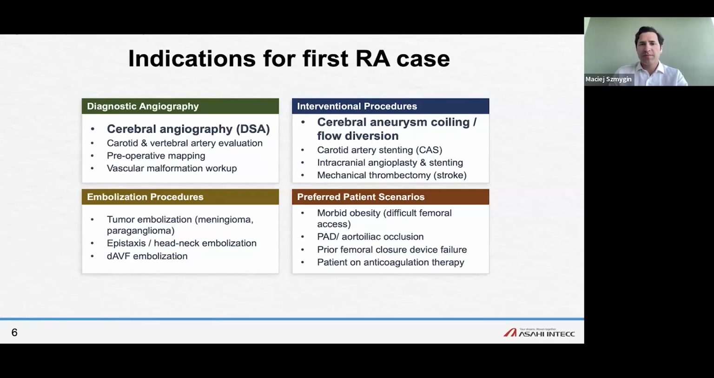And what would be the perfect patient? Preferably maybe a bit obese patient with difficult femoral access, or maybe with advanced PAD, or a patient with rather not very happy memories with femoral access, like femoral groin hematoma or closure device failure, or patient with anticoagulation therapy. So that would be a good recommendation.